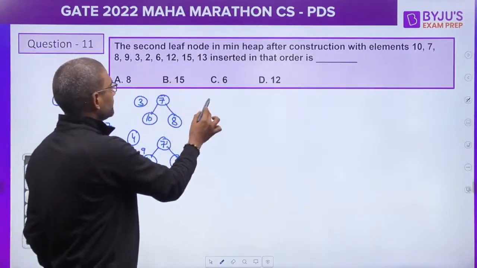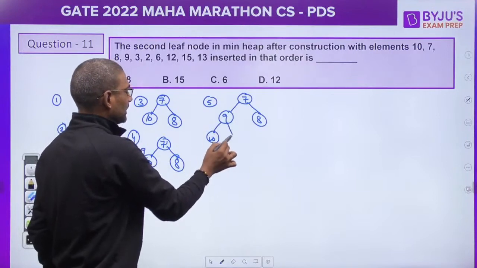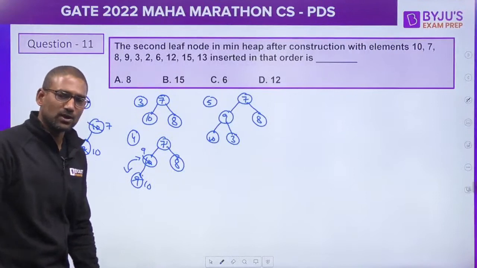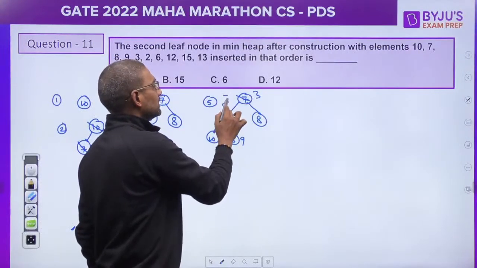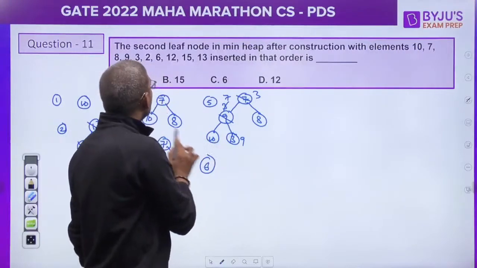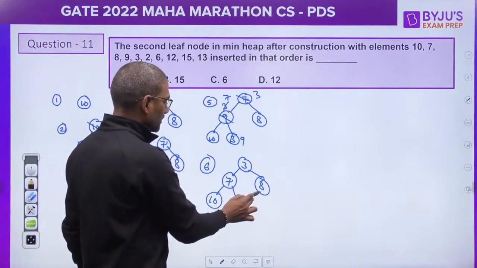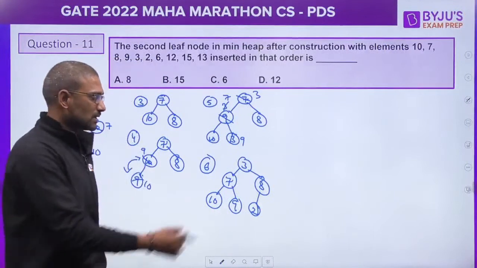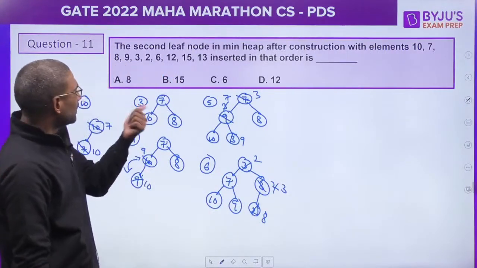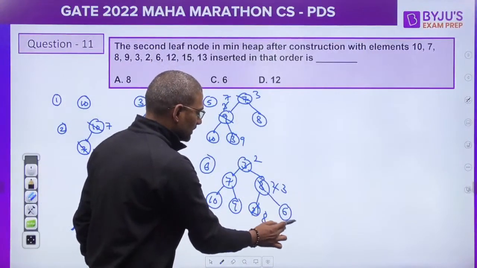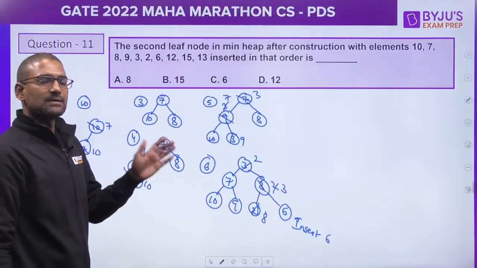Then insert 3. So 7, 9, 8, 10 and 3. Here the structuring property is satisfied but the ordering property is not. So heapify. So here 3 will come, here 9. Again 3's parent is greater than 3. So heapify further. So 3 will be here, 7 will be here. Now insert 2. Here again heapify because 2's parent is greater than 2, and also further with 3. Now insert 6. Where do you insert 6? Here only I am inserting 6. Yes, it is satisfying the CBT property as well as the ordering property.